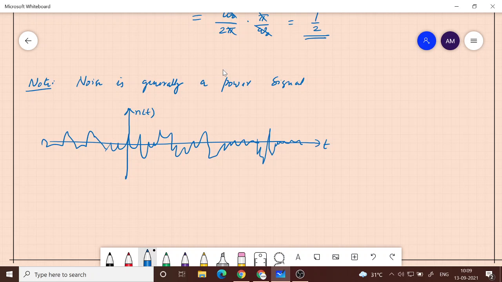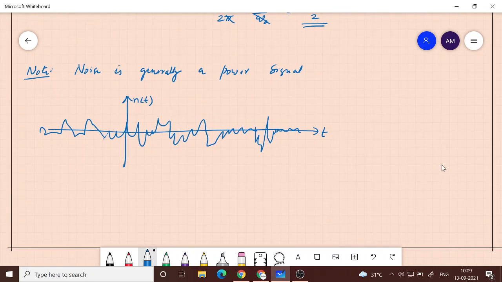It is random, unpredictable, and you can't represent it like a function as before. But they are power signals. So in such cases, if you have a waveform, you can evaluate it practically, but you can't apply the simplified formula.